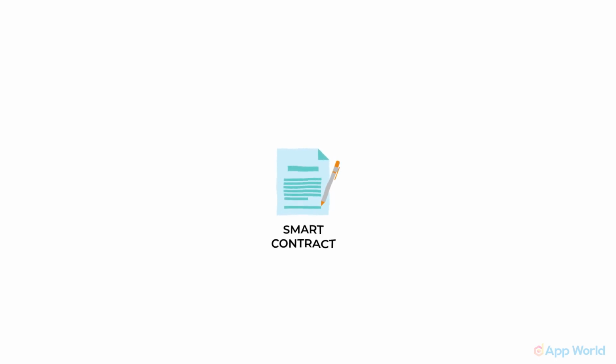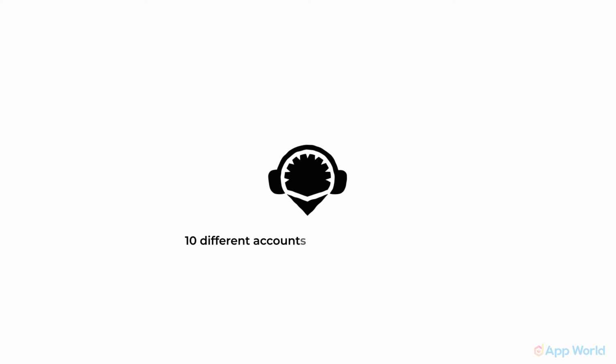Now one more important thing is that in order to deploy the smart contract, one should have a wallet with a public-private key pair and some amount of Ether to spend as a gas fee. For testing purposes, Remix provides us with 10 different accounts having 100 Ether each.